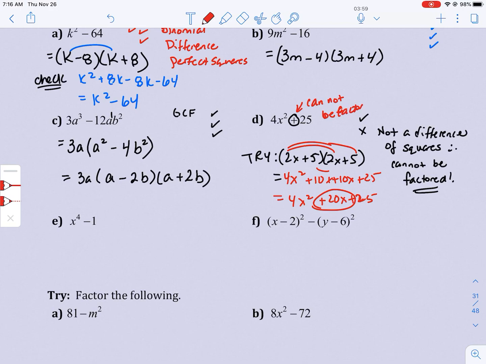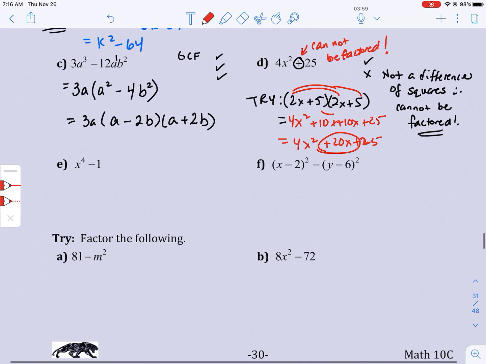Okay? And in fact, the only way you can factor a binomial is with either a greatest common factor or a difference of squares. Okay, let's look at question E. X to the 4 minus 1.